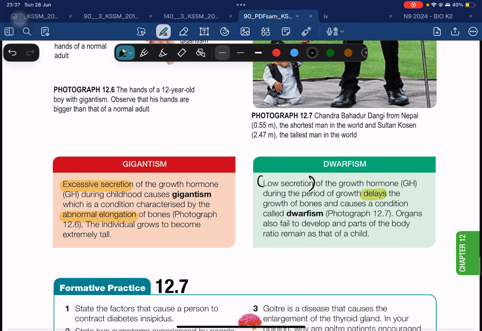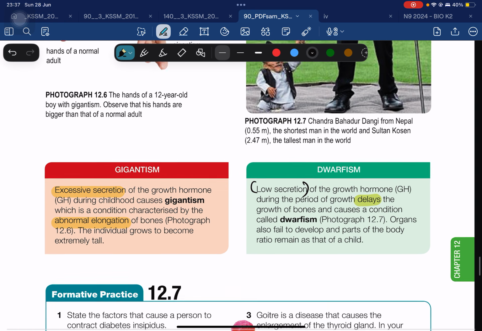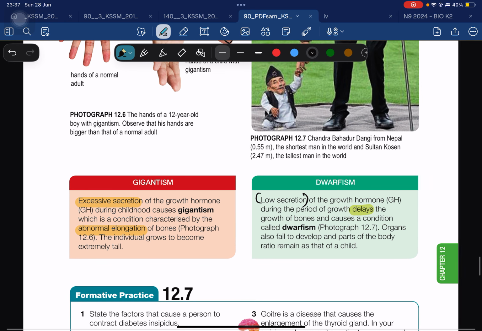So at the same time, there will be some critical conditions that occur also, for example, organs failing to develop. This is very dangerous too. If the organs cannot develop, it can be dangerous to the person's health.